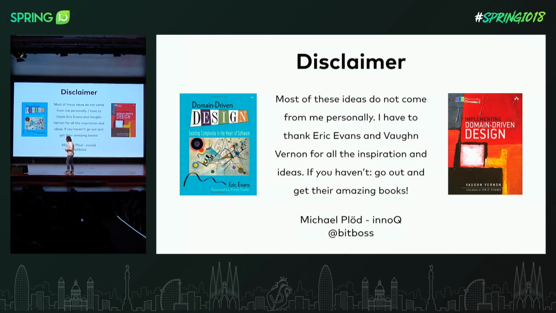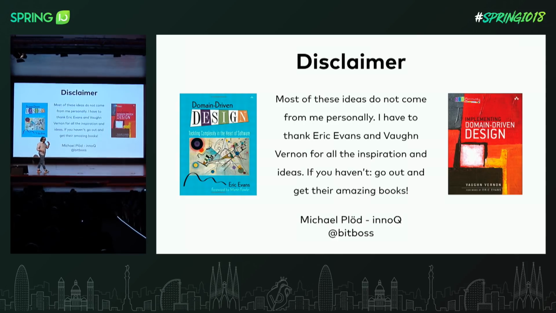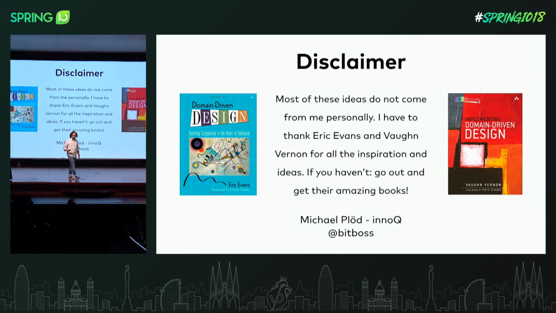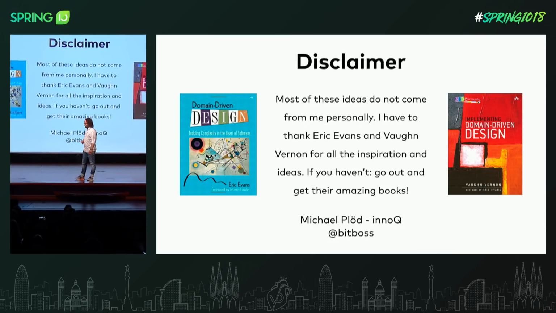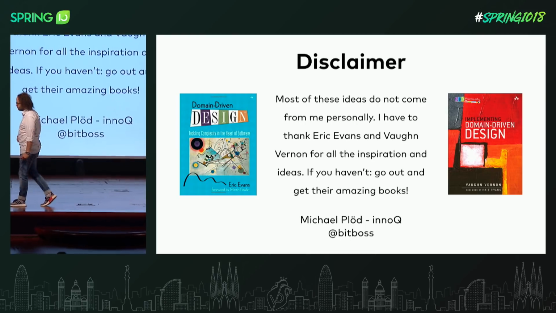A general disclaimer from my side. I can highly recommend to everyone the books by Eric Evans and Vaughan Vernon, and I have to give them all the credits they deserve for those fantastic books. So a lot of those ideas originate from those books, like the bounded context, the aggregate, and stuff like that. Here and there, I'll add my own grain of salt to the mix.